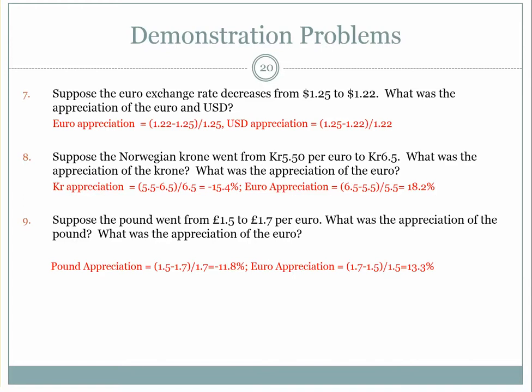Suppose another example, or suppose the Norwegian krone goes from 5.50 to 6.50. What was the appreciation of the euro? So this is the krone price of a euro goes from 5.50 to 6.50. That's an appreciation of the euro. If you want to know the appreciation of the euro, just take new minus old over old. That'll give me the euro appreciation.